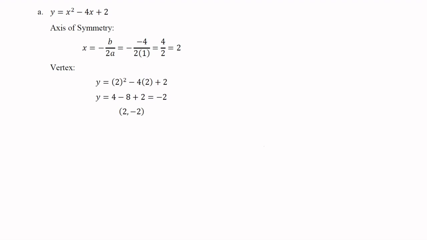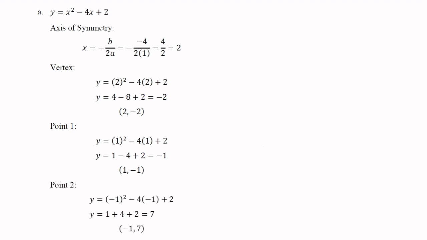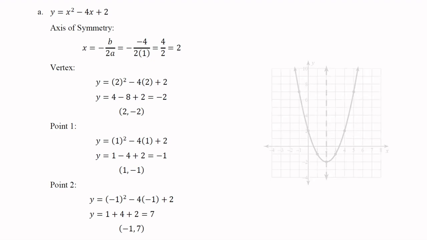The vertex, plug in our 2 from the axis of symmetry for x to get the corresponding y value, so that gives us our vertex. Now let's find a couple of additional points. So since our vertex is along x equals 2, I'm going to use some simple values going to the left of that vertex, starting with x equals 1, and then going to x equals negative 1. I skipped 0 because 0 is easy to get because it's just your y-intercept, which would be 2.